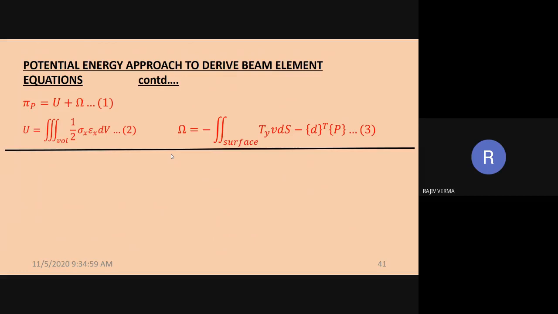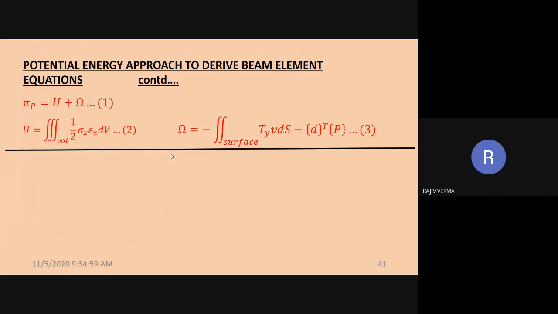So we have four equations which have been carried forward from the previous slide. Equation number 1 corresponds to the total potential energy. Equation number 2 is for the internal strain energy, and equation number 3 is for the discrete energy that is due to the external forces.